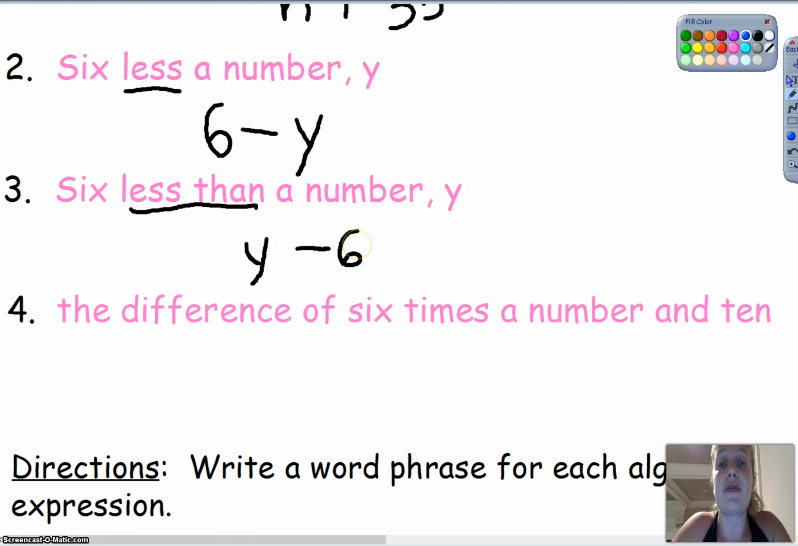This will mean different results depending on what y is. You will get different answers if you translate it incorrectly. So make sure you're following along with the little rules.